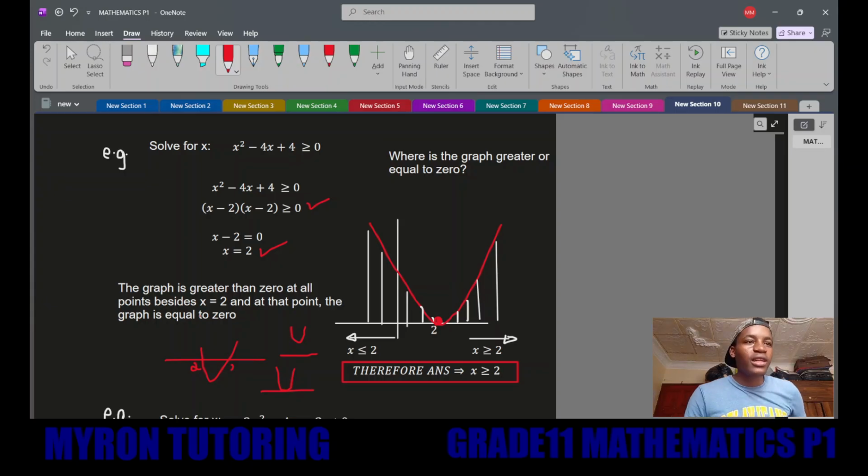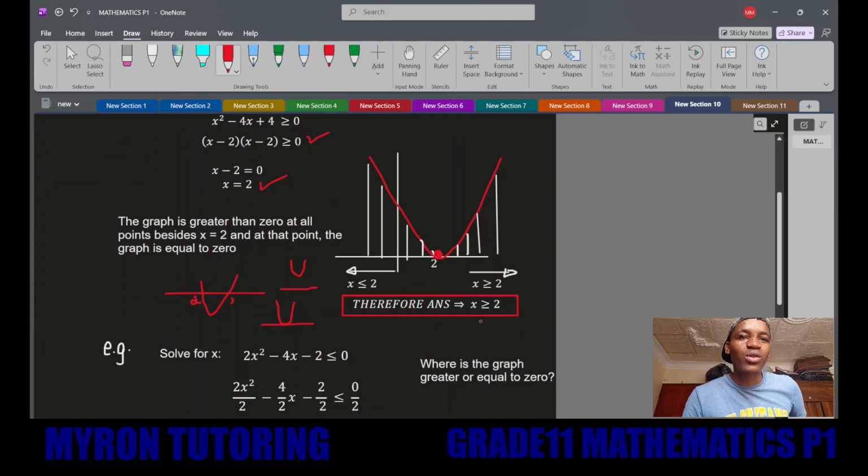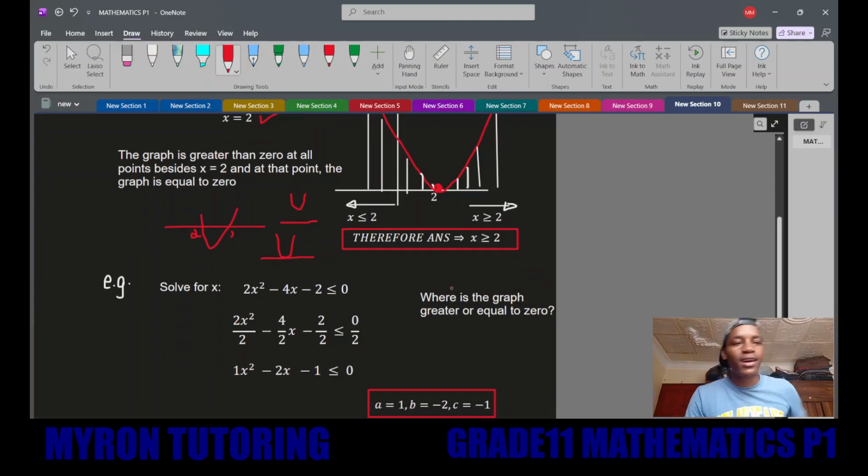So the graph is greater than 0 at all points besides x is equals to 2. So the answer is x is greater or equals to 2. When we look at this sketch, the graph only touches the line once, and that is the only point where it is equals to 0. At every other point, the graph is above the line, meaning it is greater than 0.